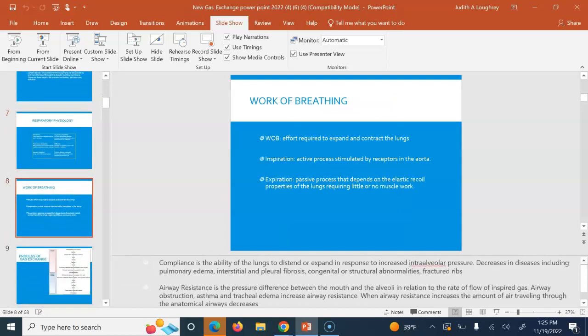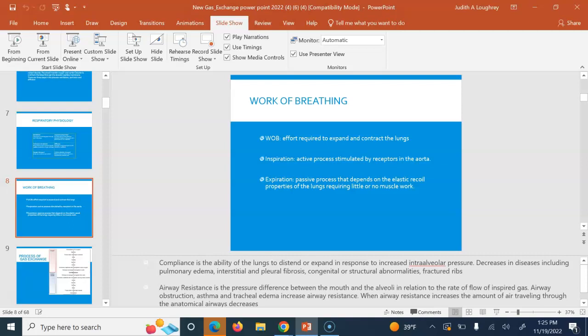So work of breathing is an important concept that you need to be familiar with. That is the effort required to expand and contract the lungs. So work of breathing can be a method of describing someone who is breathing well, they're not having a heavy work of breathing, or someone who's having a more difficult time.